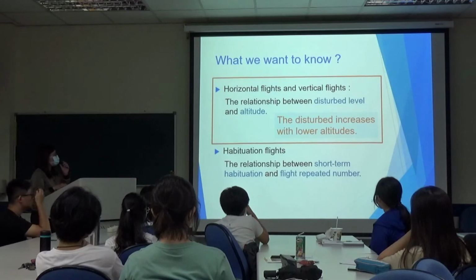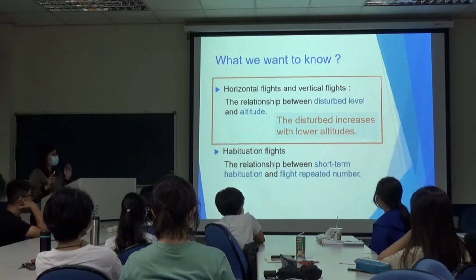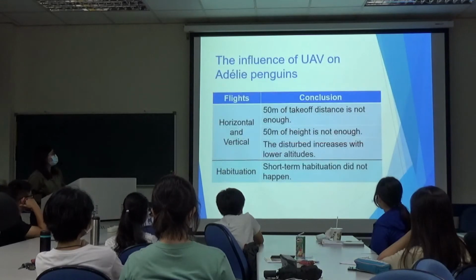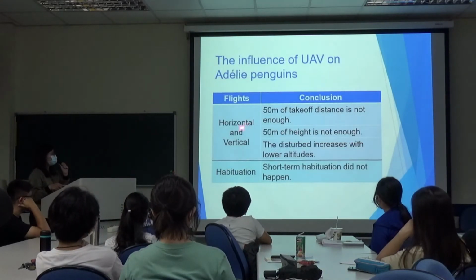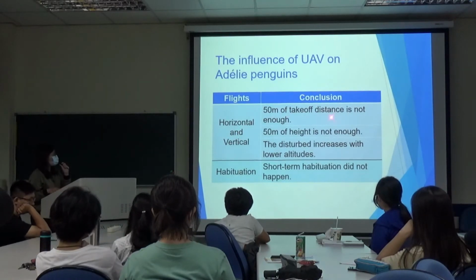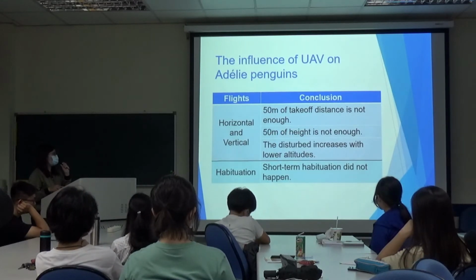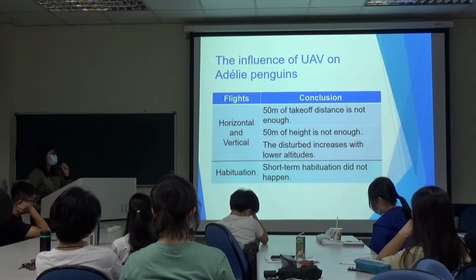So we know the relationship between disturbance level and altitude is that disturbance increases with lower altitude. And here we see the conclusion. In horizontal and vertical flight, 50 meters of takeoff distance and 50 meters of height are not enough for penguin, and the disturbance increases with lower altitude.